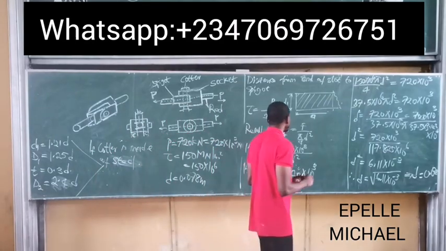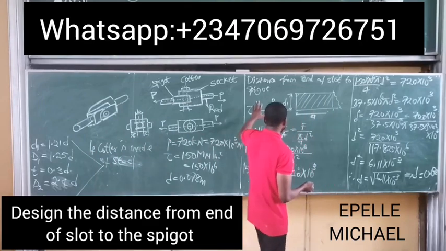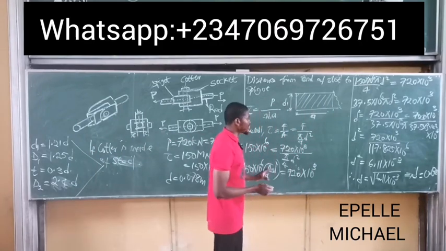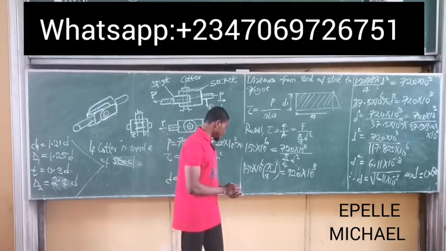Now, what's the first thing to design? It's here: the distance from the end of the slot to the spigot. Alright, so that's the first thing to design. I can wipe here, right?